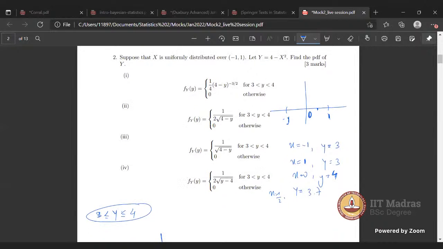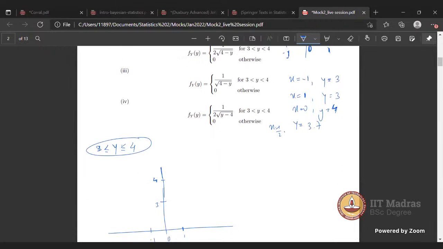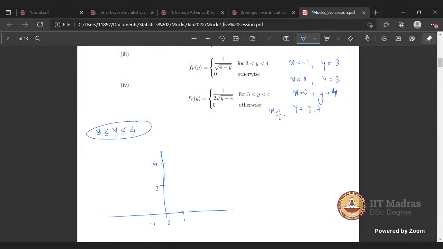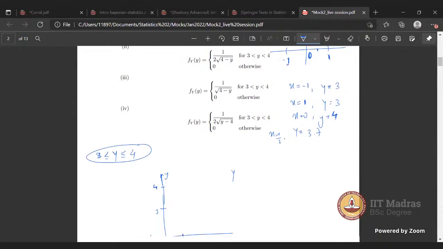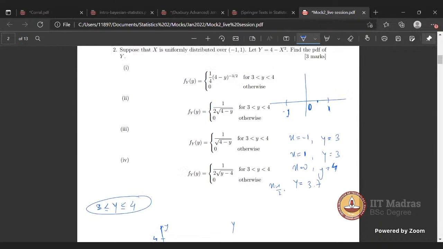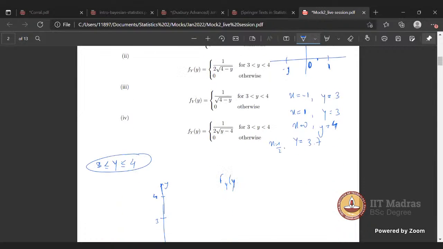So is y a monotonic function? No, it is not. So what we'll do is, for any y less than or equal to 3, the probability is going to be 0. This F_Y(y), that is, the probability that Y is less than or equal to y, is going to be 0.